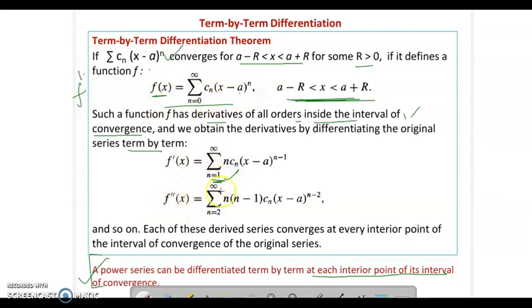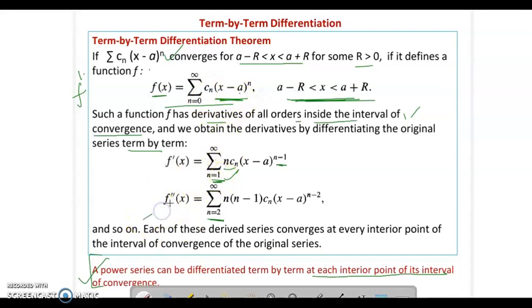Likewise, when you take the second derivative, you have n multiplied by (n minus 1) into Cn into (x minus a) raised to the power n minus 2, where n starts from 2 to infinity, because in the second derivative, the first two terms, for n equal to 0 and n equal to 1, are not going to contribute. Their derivative will be equal to 0. And so on, we keep on going like this.